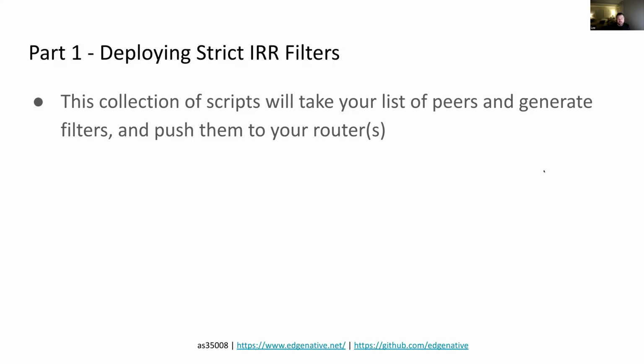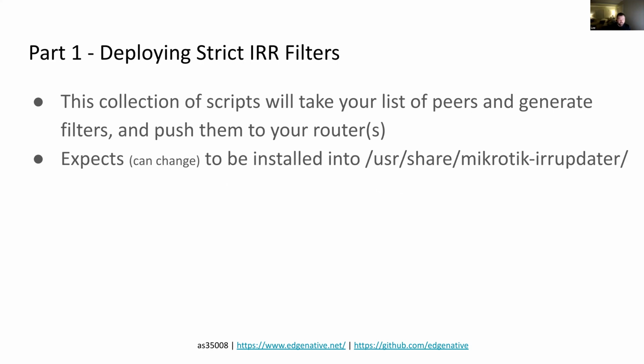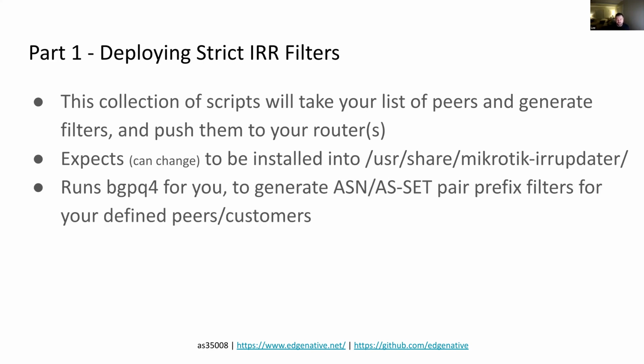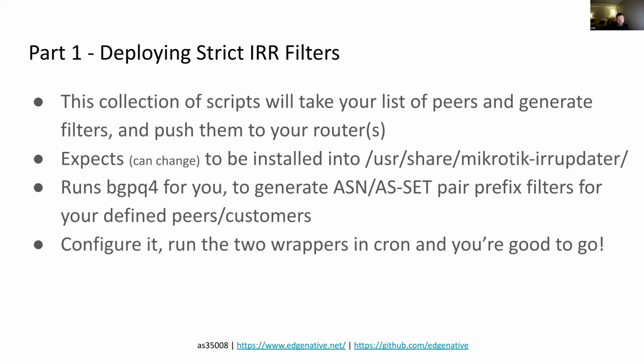So this is a collection of scripts which will take your list of peers, generate the filters, and then push them to the router. It expects you to have this installed into /usr/share/mikrotik-irr-updater. You can change that, there's a bunch of config lines. This runs bgpq4 for you. There's a config file that we'll talk about in the next slide where you define your peers and their various AS sets. These scripts then run bgpq4. They also run a bunch of other scripts to generate the filters themselves, and then we push them to the box. So essentially, you have to configure it, there are a couple of wrappers to run, and then you're good to go.